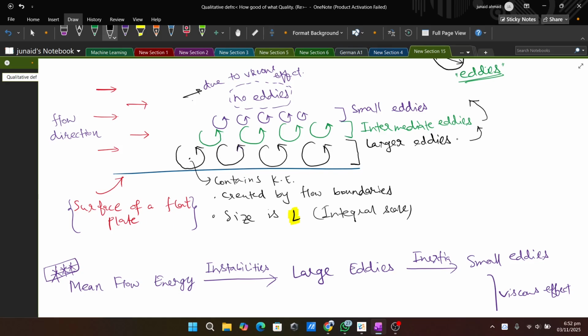So I can say that from the large eddies to the smaller eddies there is a flow of energy, and that is not instant. It is not an instant energy dissipation. It is basically a step process, right? So you will name this process the energy cascade.